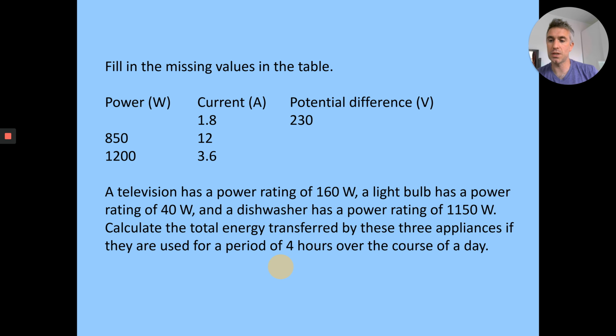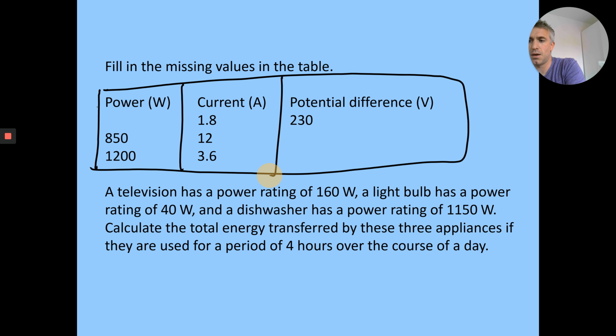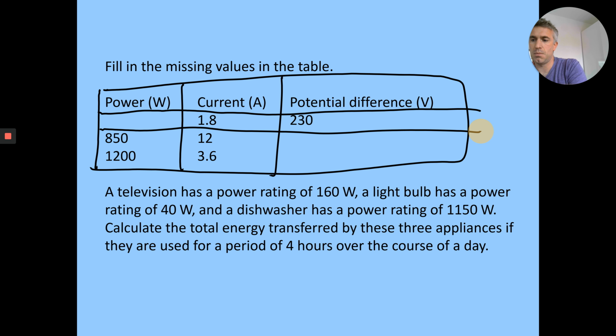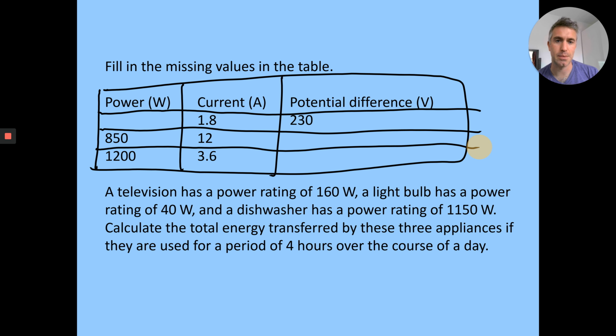Here we have more examples of questions. This one I do want you to copy down. So here we have the table. Surely you've drawn the table lines in. Power, current, potential difference. Copy and complete the table. What are the missing values? It's asking you to work out potential difference for the numbers 2 and 3 and the power for the first one. And then we have another question.